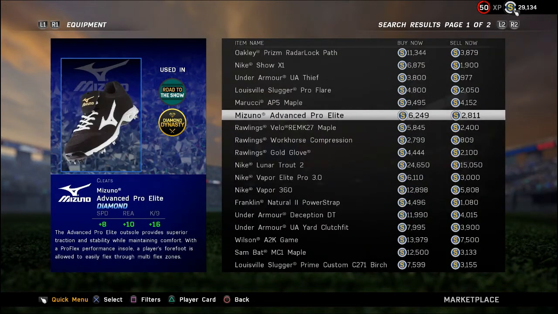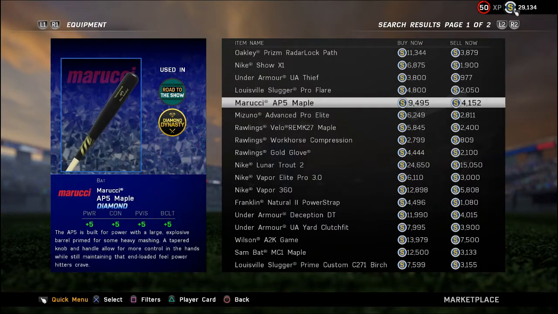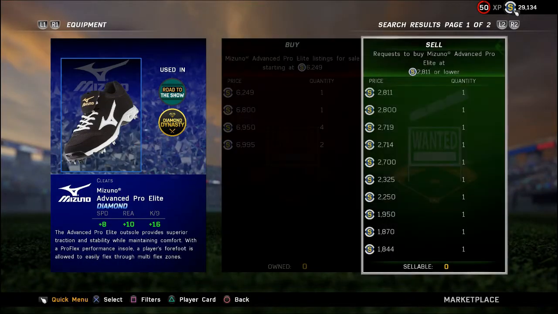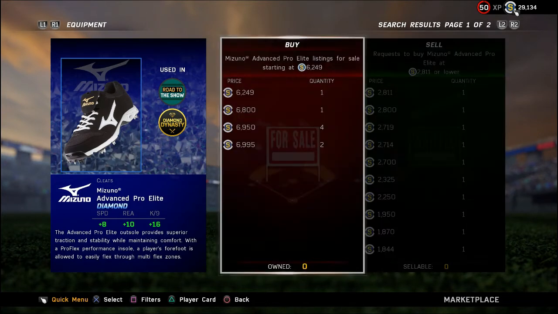Okay, and the next thing that we're going to talk about is gaps and taxes. Now, the gap is just the gap between the buy and the sell order. So let's say we bought this for 2,811 stubs, we would get that item, and then we would try to sell it for, let's say, 6,249. So that's about 3,400 stubs.